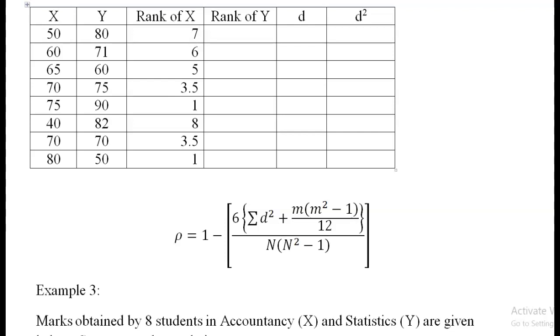So for 90 we will give rank 1, and for 82 we will give 2, and for 80 we will fix it as 3, and for 75 we will give the rank as 4, and 71, 5, 76, then 67, 58. Okay, so here the rank is repeated one time, therefore we can go with this formula.